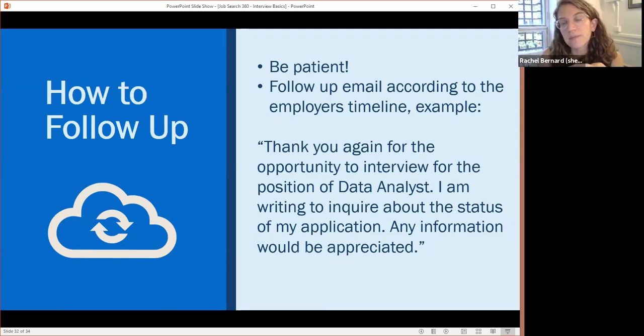If two weeks have gone by since the interview and you have not heard anything, then it's appropriate to send a follow-up email, something very short like this. Thank you again for the opportunity. I am writing to inquire about the status of my application. That's a good phrase to use. Any information would be appreciated. If you don't hear back from that, you can send one more follow-up email, and I would say about one week later, just to see if they can tell you about your status.